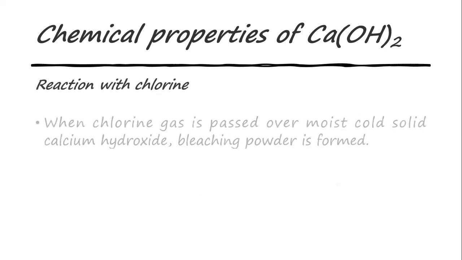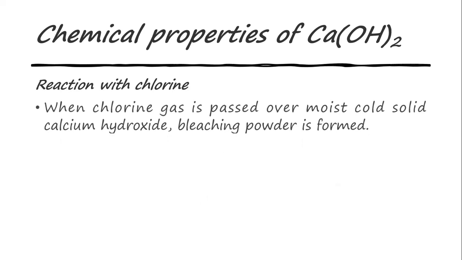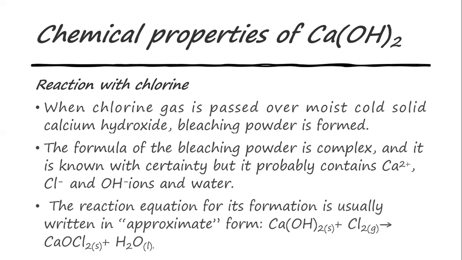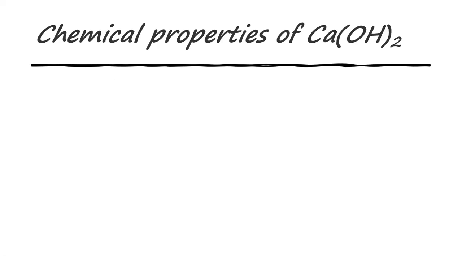Now, reaction with chlorine. When chlorine gas is passed over moist or solid calcium hydroxide, bleaching powder is formed. The formula of bleaching powder is complex and not known with certainty, but it probably contains calcium ions, chloride ions, hydroxide ions and water. The reaction equation for its formation is usually written in approximate form. As you can see here, calcium hydroxide plus chlorine gas leads to bleaching powder plus water. So that's clear.